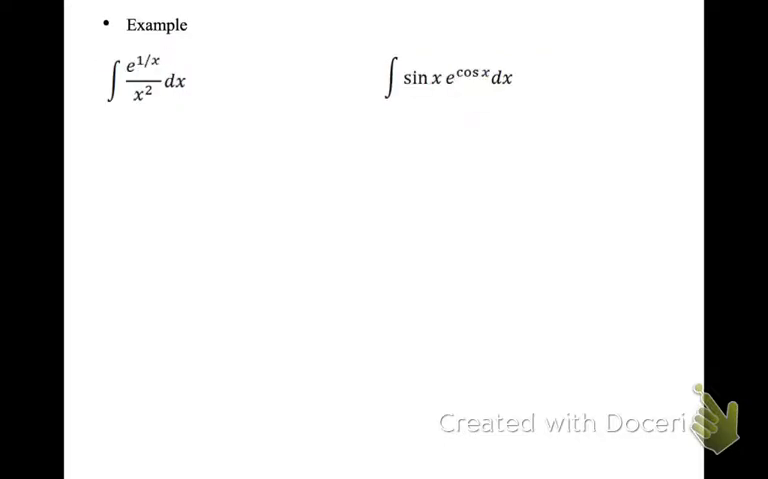Okay, so now we have the integral of sine x times e to the cosine of x. Yes, ma'am, I know what to do on this one. Watch me do this. Sine x e to the cosine. Hey, what's u, Sadie? You bet you don't know.